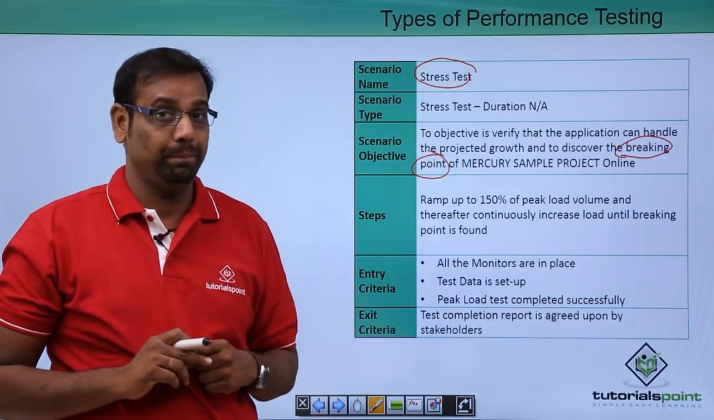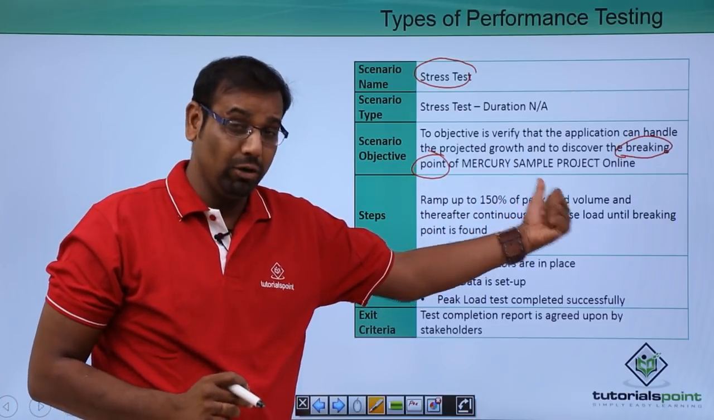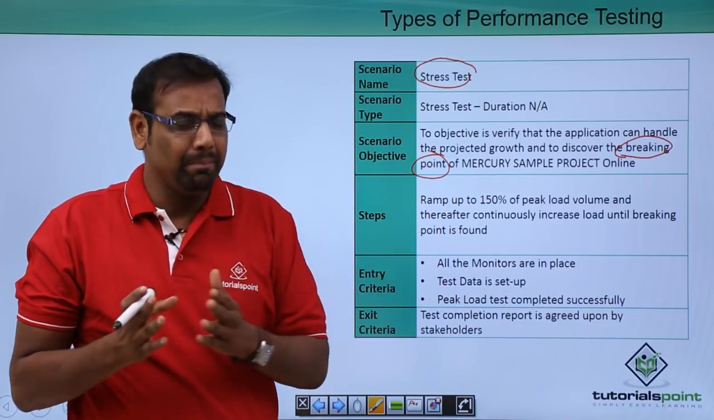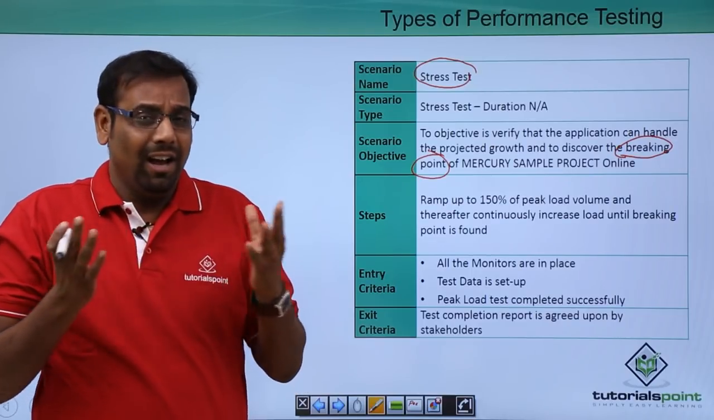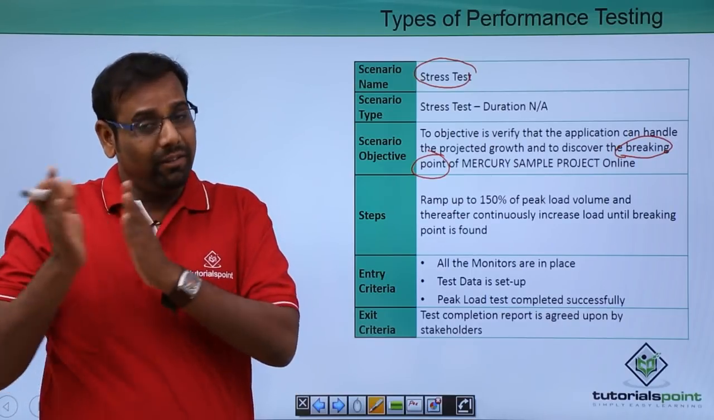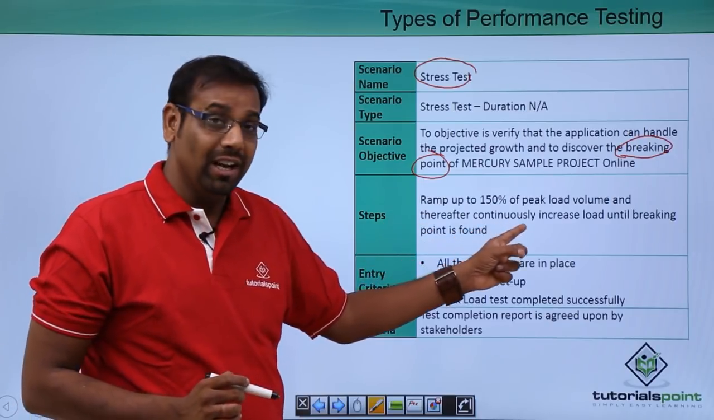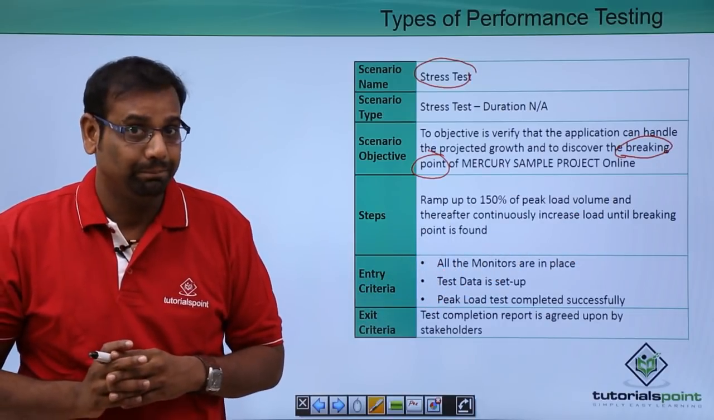That's our objective. So the steps: ramp up to 150% of the peak load. This is what I have done for one of the projects, but you can ramp it up to 300% or 400% or 500%, whatever you think will let you find the breaking point. Okay, and thereafter continuously increase the load until the breaking point is found.